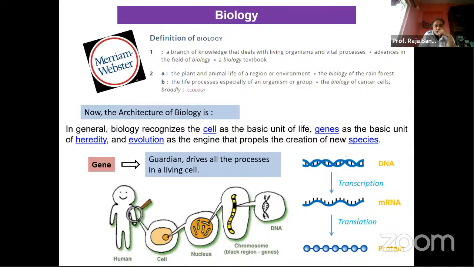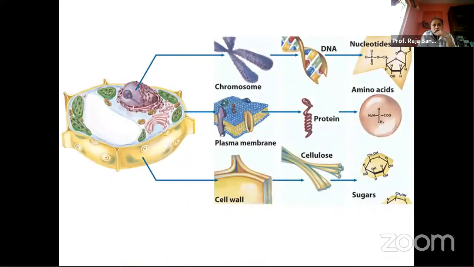In a cartoon representation, we find the cell, which is the basic unit of life, then it goes to the nucleus and genes, the chromosomes. Yesterday we told what chromosome and DNA are. And then we go to the next one: what are the basic parts on which the cell functions?